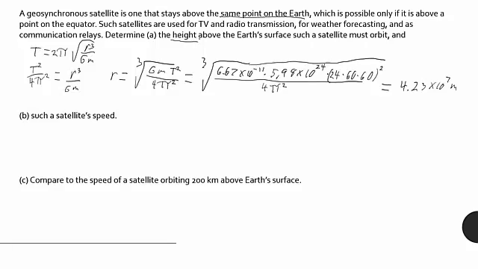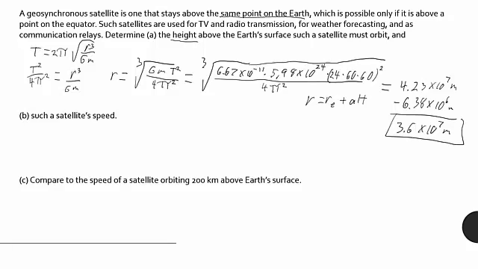Now, the question asks for the height above the Earth's surface, which is the altitude. As we've mentioned a few times, this r here is not the same as the altitude. This r is the radius of the Earth plus the altitude. So if I want to find the altitude, I need to subtract the radius of the Earth off of this, which is 6.38 times 10 to the 6th meters. So subtract that, and I get 3.6 times 10 to the 7th meters is how far above the Earth's surface you would need to place this satellite in order for it to have a period of 1 day.